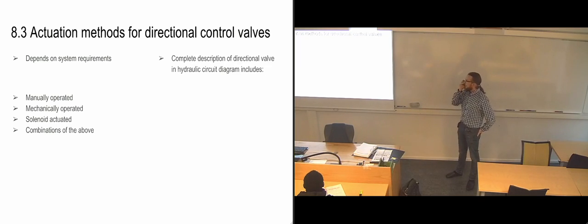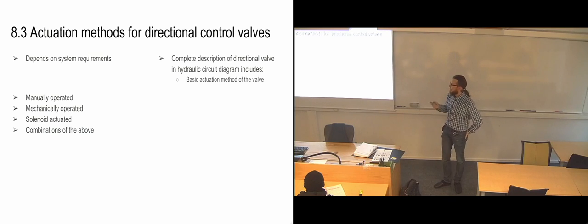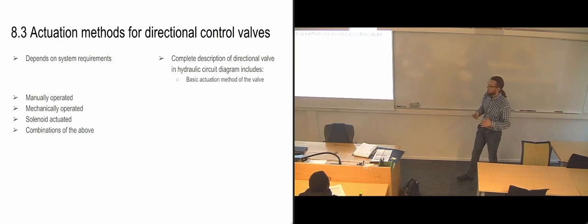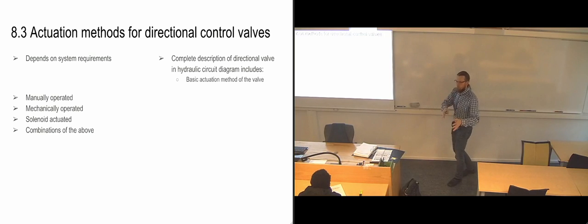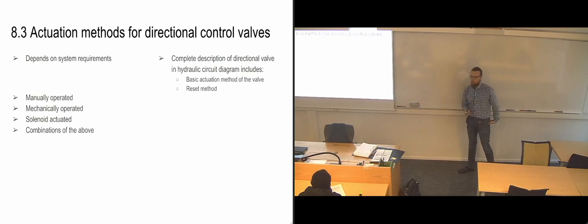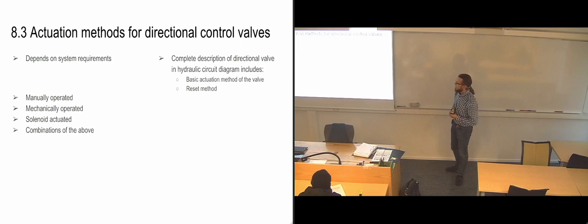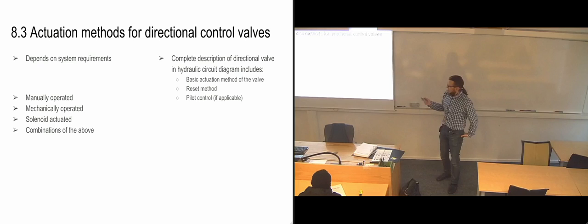So if we're going to look at the hydraulic circuit diagram, just to look at everything we need in order to see a directional control valve. So we need to know the basic actuation method, what's going to be the basis of it. Is it going to be a solenoid one? Is it going to be a manual one? Or is it going to be mechanical? We also need to know if there is a reset method. So are there springs? Is it spring operated? So it's going to be reset into a certain position once you stop actuating it. And is there any pilot control? So we need to know that also.